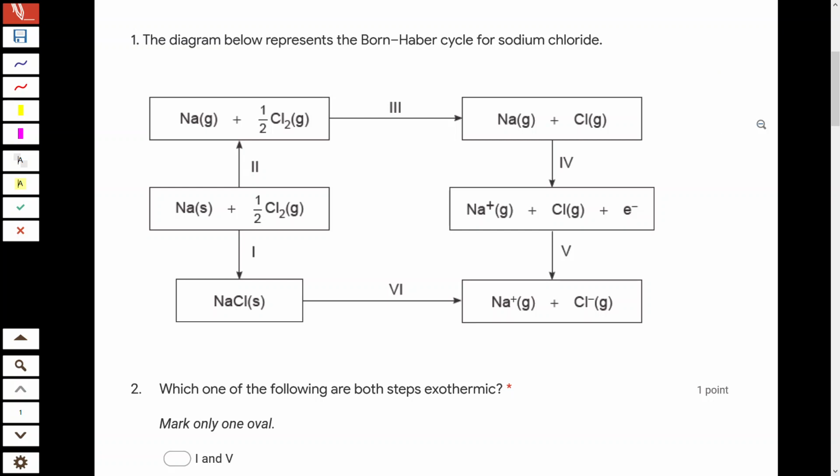So the first question on the test was a multiple choice question, which was answered pretty well, though it caught a few of us out. What you've been given here is a Born-Haber cycle. Now the Born-Haber cycle does look a wee bit different to how we normally see Born-Haber cycles, which might put us off a wee bit.